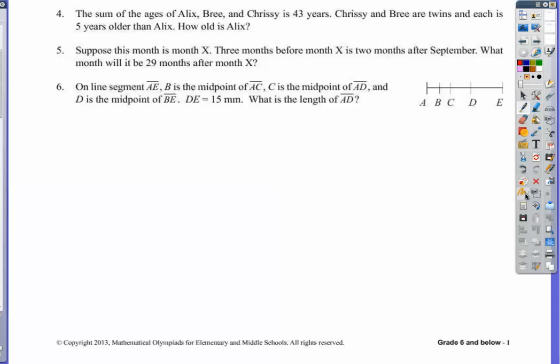All right, number 6. On line segment EA, which is right here, B is the midpoint of AC, and C is the midpoint of AD, and D is the midpoint of BE. And it says DE is 15. And again, we don't care about the units in math competitions. What is the length of DE? Well, that means that from here to here is also 15. Great. Well, what else does it mean?